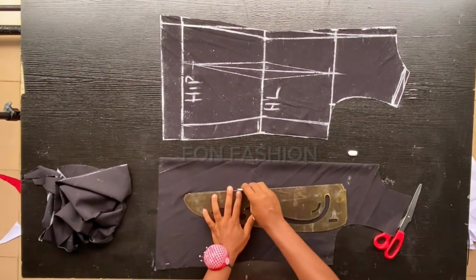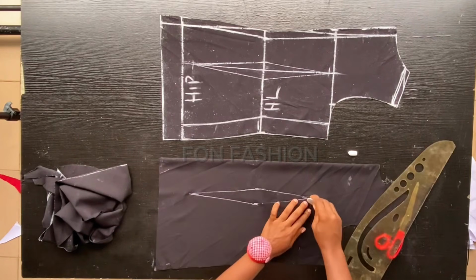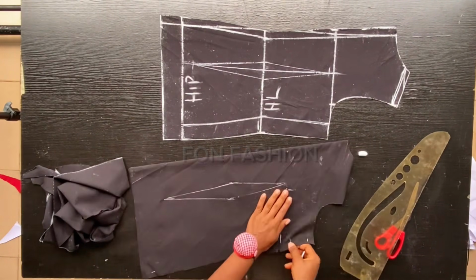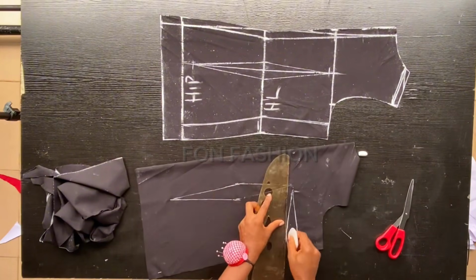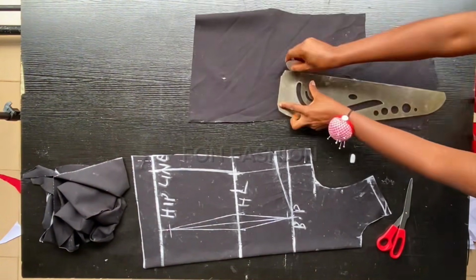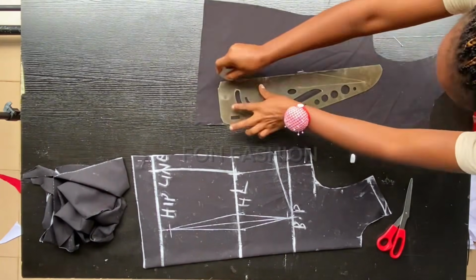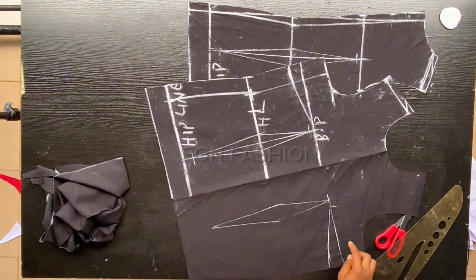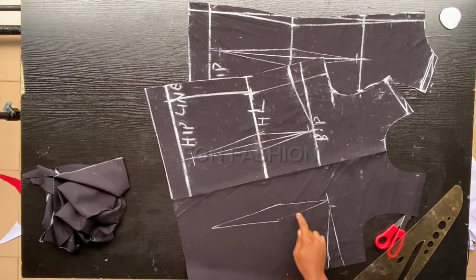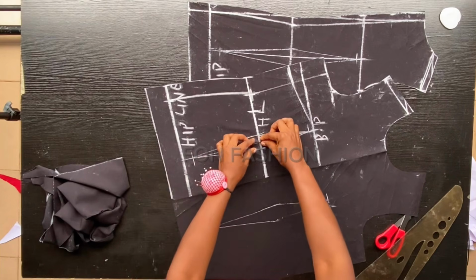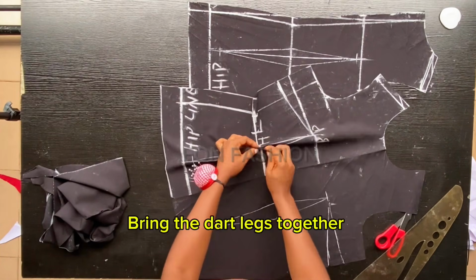If you know a better method to make the darts appear on the other side of the fabric, please use that method. You can equally decide to remark all the darts on the other side of the fabric. So this is what I have. I have my darts at the other side. Okay, so I'll go on now and sew the darts down.